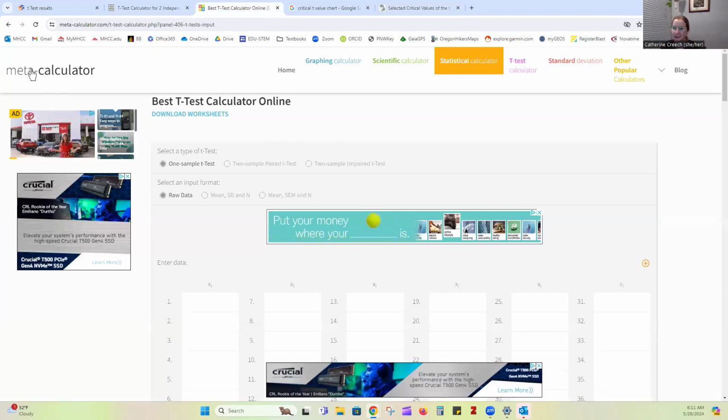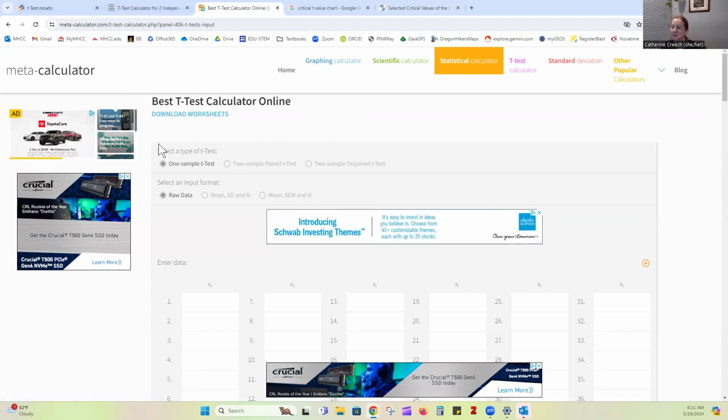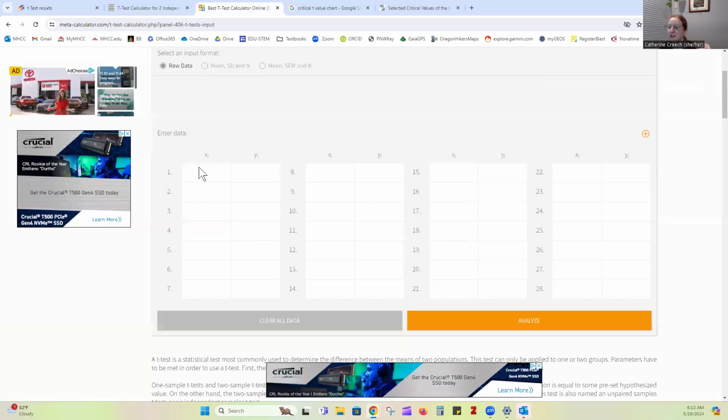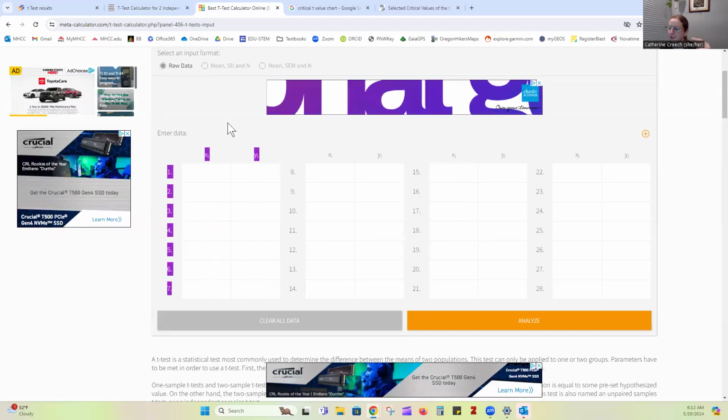Here's another calculator. It's called MetaCalculator. It claims to be the best t-test calculator online. Sure, whatever. All 3 of them work great. When you use it, you'll want to do 2 sample paired t-tests, and we like to use raw data. And then this one's a little bit wonky. When you enter your data, you have two columns. So this is your data set 1, and then this is your data set 2.